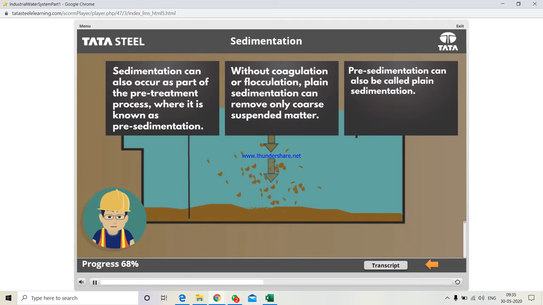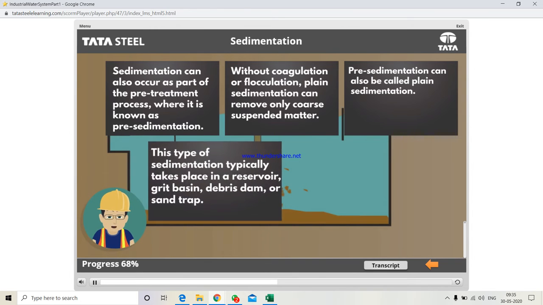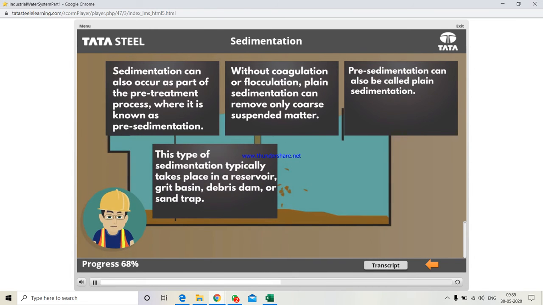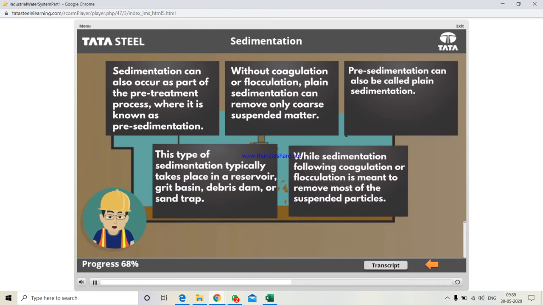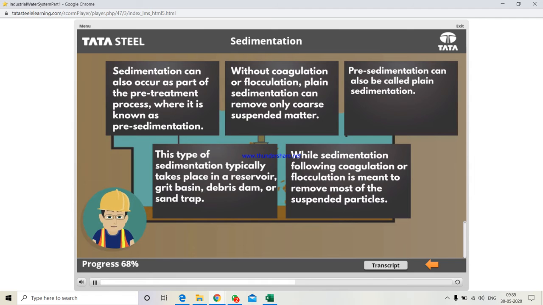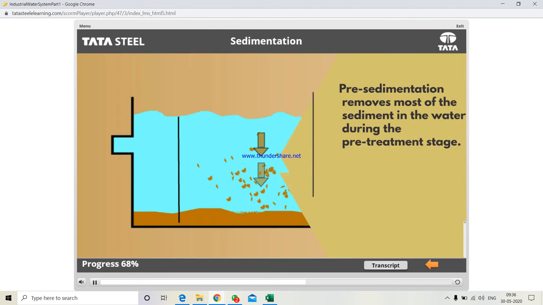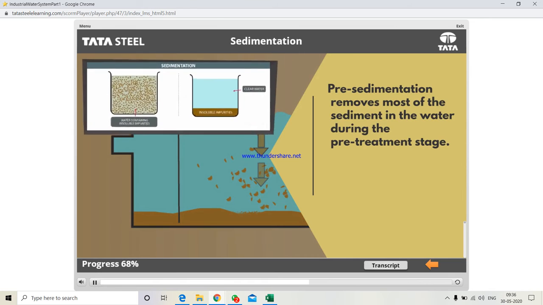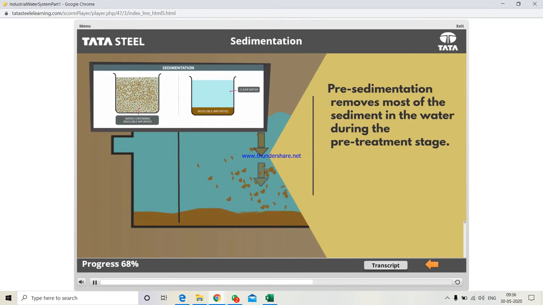Pre-sedimentation can also be called plain sedimentation because the process depends merely on gravity and includes no coagulation and flocculation. This type of sedimentation typically takes place in a reservoir, grit basin, debris dam, or sand trap at the beginning of the treatment process. While sedimentation following coagulation or flocculation is meant to remove most of the suspended particles in the water before the water reaches the filters, pre-sedimentation removes most of the sediment in the water during the pre-treatment stage.